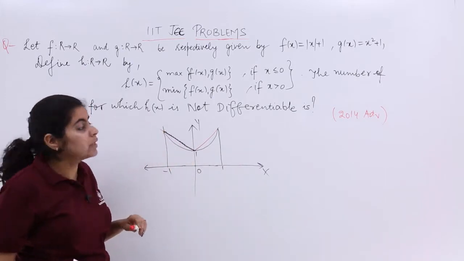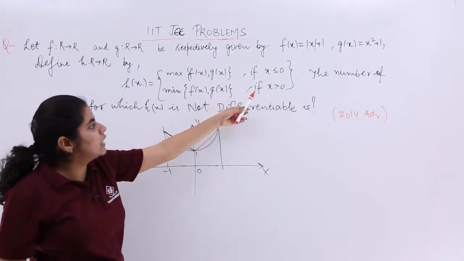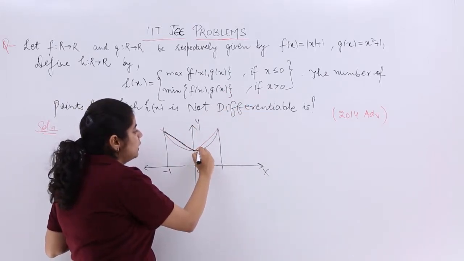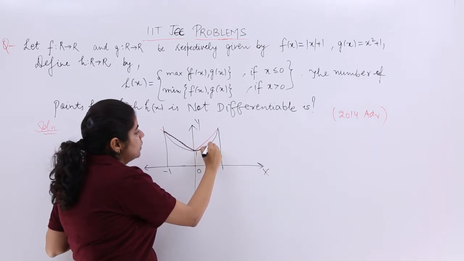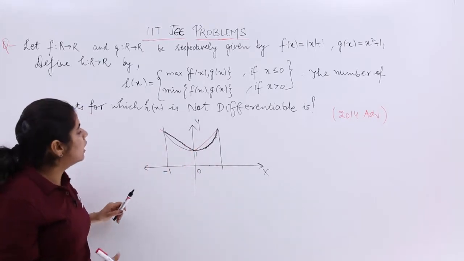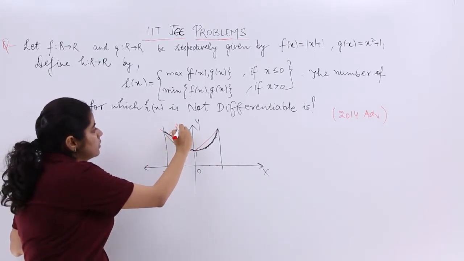So here, okay. Next is minimum of f(x), g(x) when x is greater than 0. In the positive side you have to go for the minimum one. So the minimum one is this. So this dashed or zigzag one is your h(x), okay. The zigzag one is your h(x). Now this is your h(x).